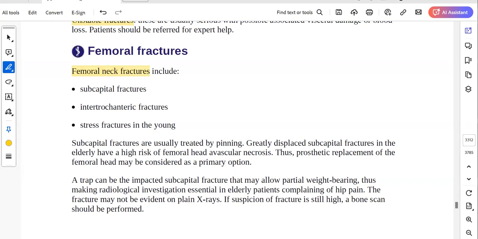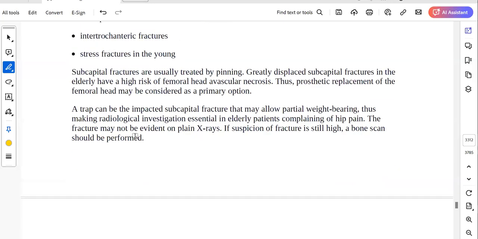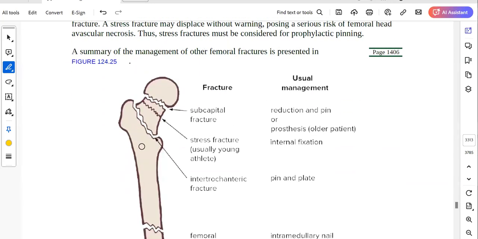No, external pelvic wrapping is mainly done in the unstable ones, not the stable ones, especially if the patient has circulatory collapse. Femoral neck fracture has these three subtypes. One is subcapital, then intertrochanteric, and stress fracture.